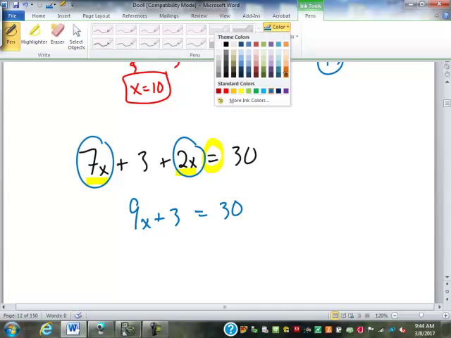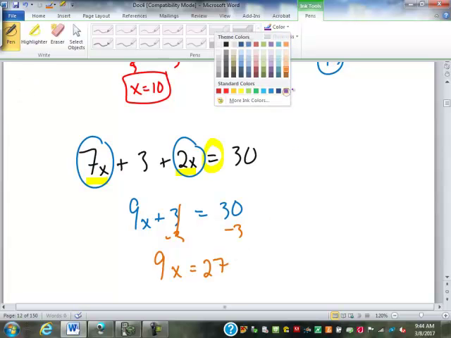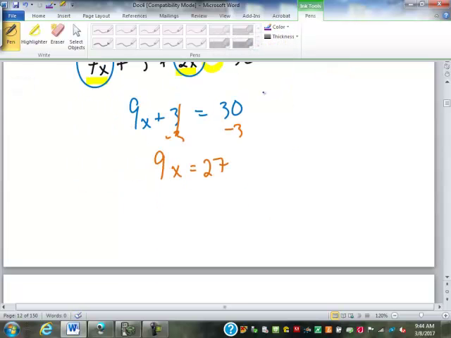So then what? Minus 3, 9x equals 27, and then divide by the 9. X equals 3.